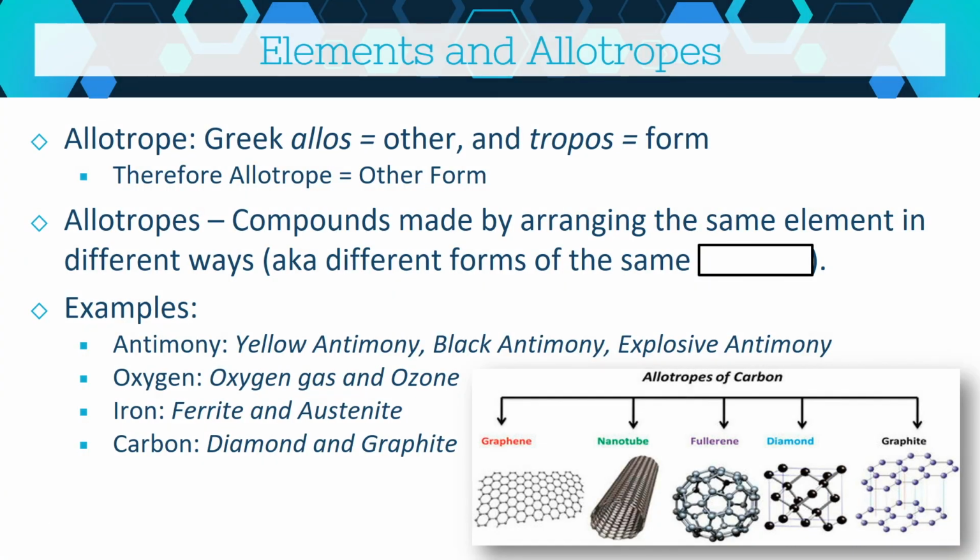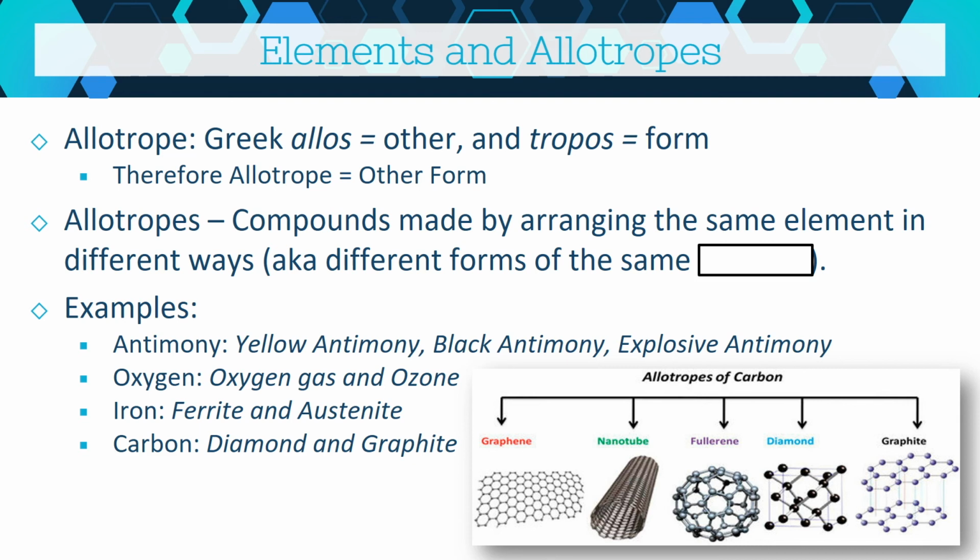Alright, I want to talk about something now, and this doesn't necessarily fit into any of our types of bonding, but rather it's something that sits above them all. It's the idea of something called an allotrope. Now, you can see that the word allotrope comes from Greek, where allos means other and tropos means form. And so the word allotrope sort of means other form.